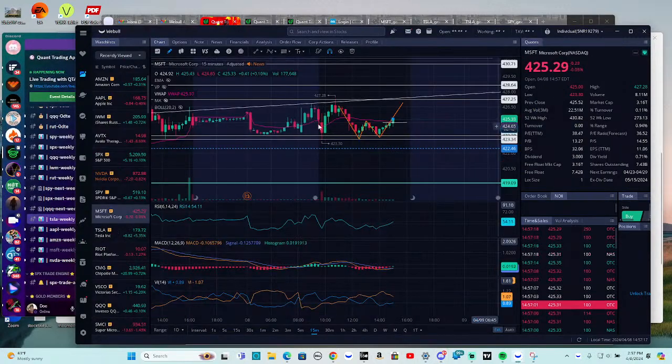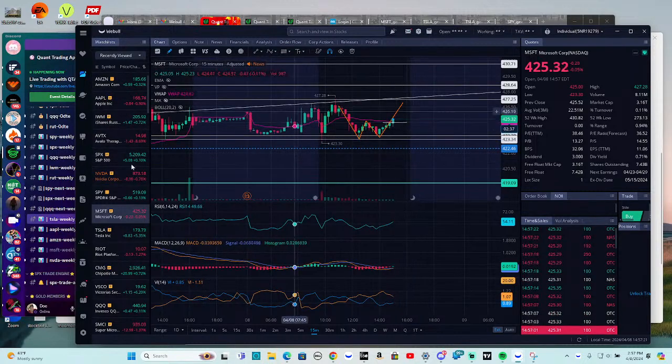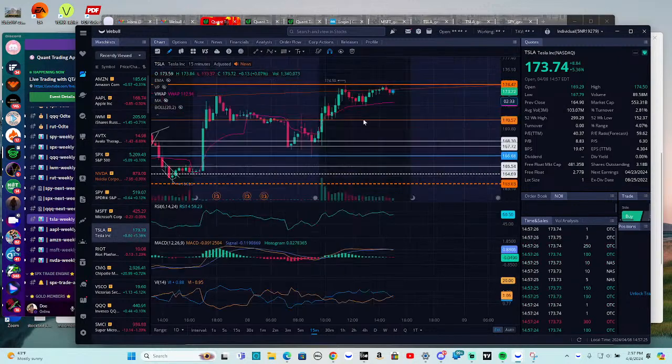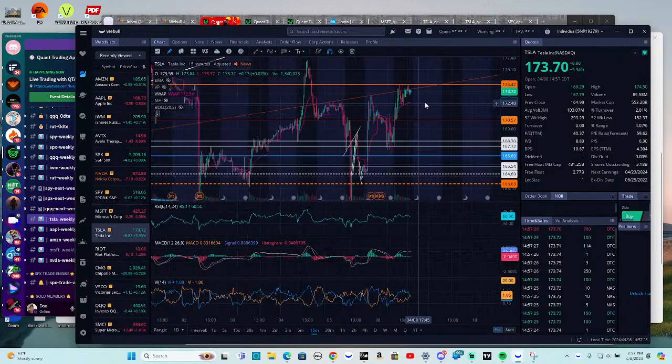I jump back to the technical, and Microsoft is beating the VWAP right now. I'm going to look for a back test on that. So what do we say, 183? Where does 183 stand?